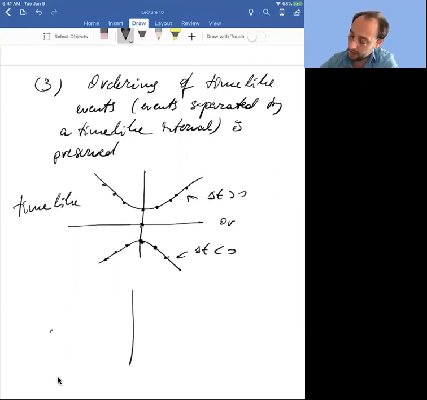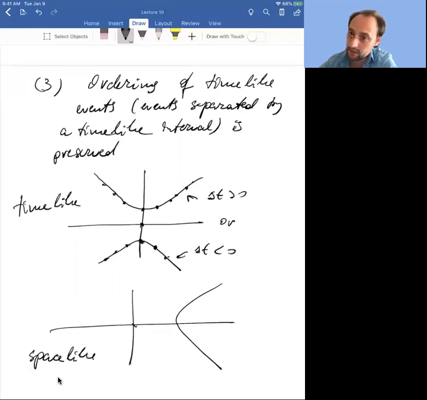But for space-like, this is space-like. Event 1 is at the origin, event 2 is here or here or here or here or here. So you can see that delta t is bigger than 0 or delta t is less than 0. So that's what I'm trying to say. Okay. So the ordering of time-like events is preserved, but it's not true for space-like events.